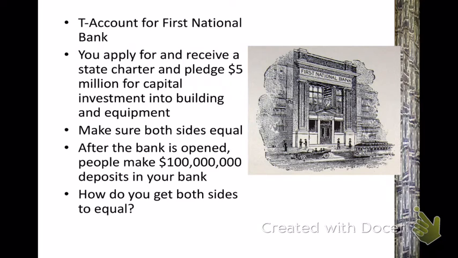And so the state grants you your charter, allows you then to charge interest on money you loan out to strangers. And then you also get $5 million for capital investment in building and equipment. Yay, okay, you've got to actually have a building and equipment to do that. So your $5 million loan goes in your liability side. Okay, so that's the loan for equipment and your building.